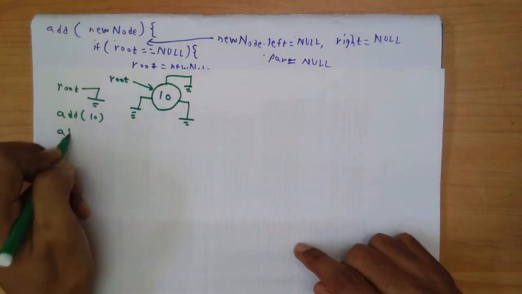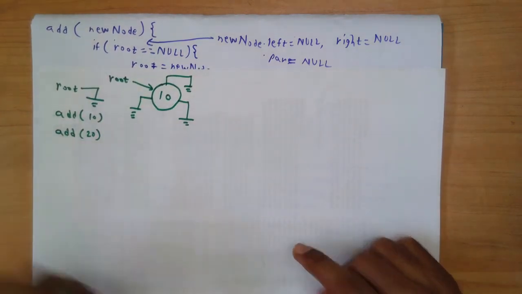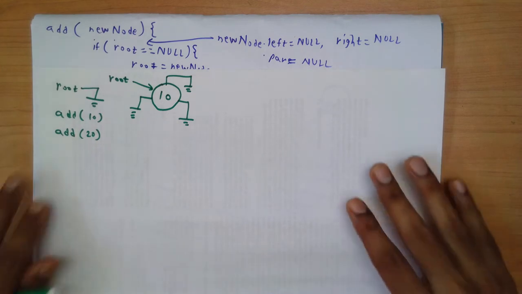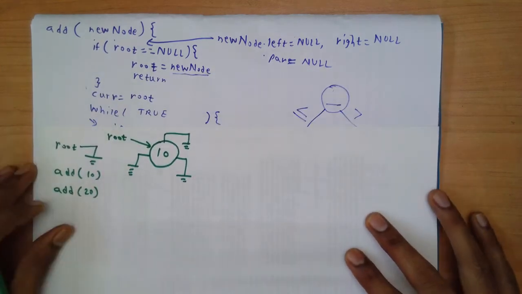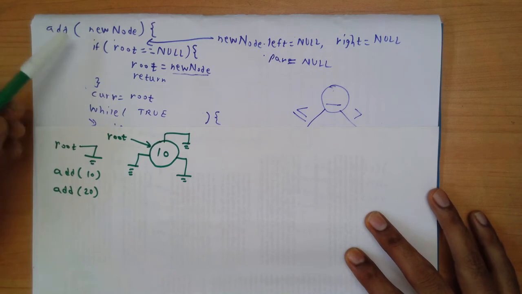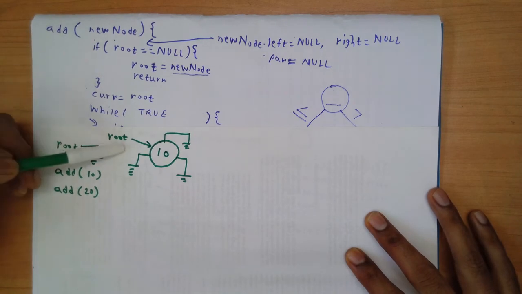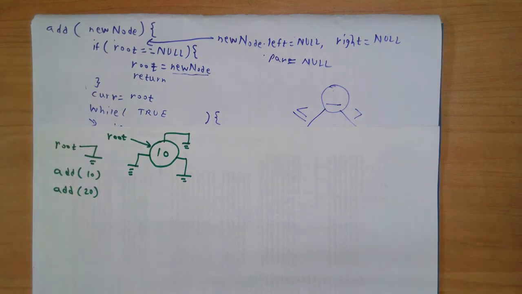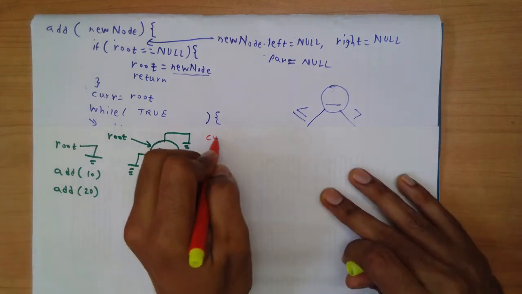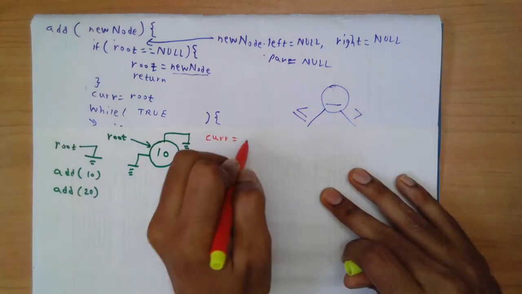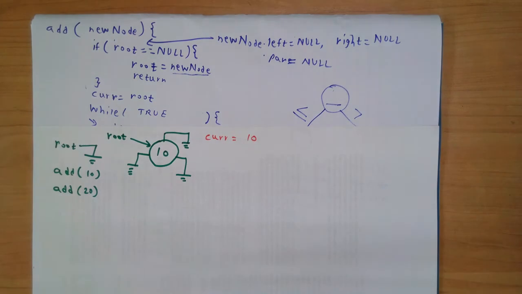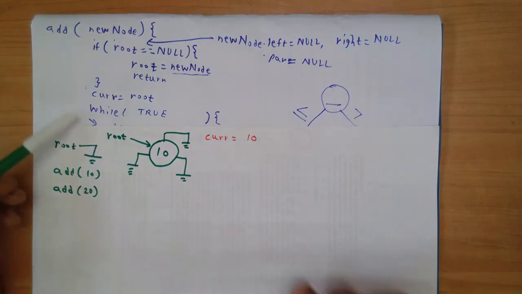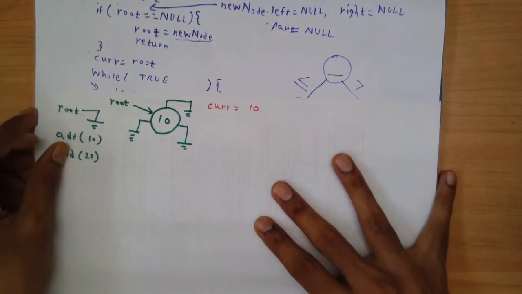Let's say I do add 20. Now what will happen? I come to my add function and ask the question, is my root null? My root is not null, so this if block will be skipped, and I'll say that current is equal to root. Let's keep track of our variable current. My current variable is now equal to 10. Fine, and now I have a seemingly infinite loop.